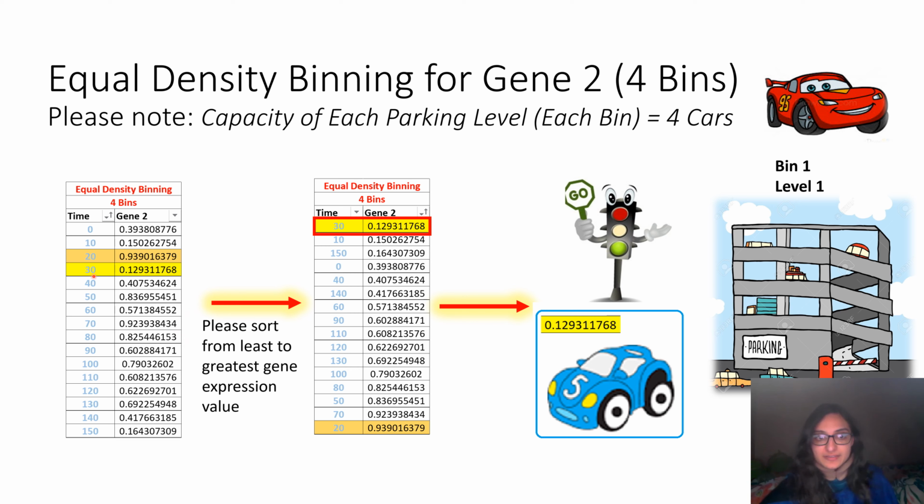You can see here this yellow one is 0.129, and the maximum value is over here. So you can see this whole spread. We're going to focus on equal density binning for gene 2. So now we're over here, and let's focus on this first car. This first car is going to be bin 1, which is level 1. So it's allowed to go.